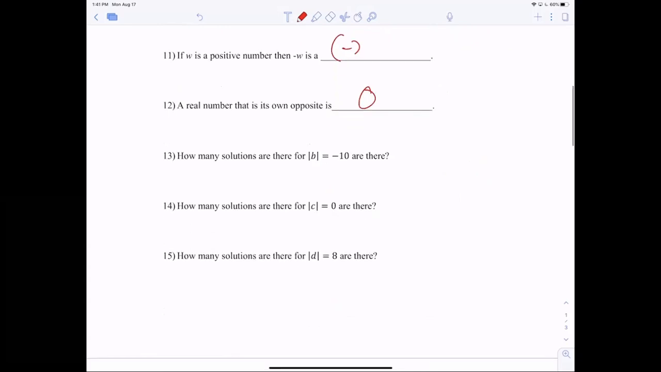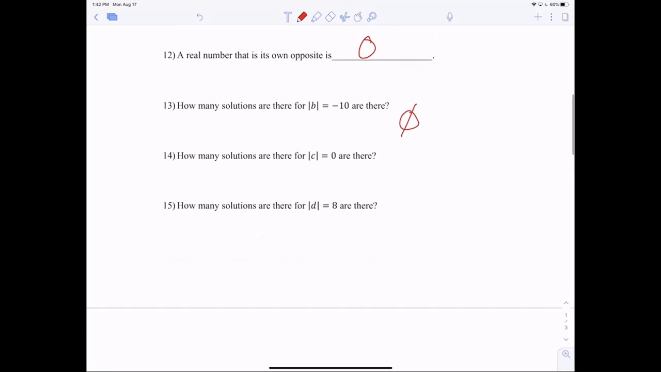Now 13 you got to think about too. How many answers are there for the absolute value of b is equal to -10? So what absolute value gives me a negative answer? None. That is right. There is no solution. An absolute value can't be equal to a negative because distance is not negative. Okay?